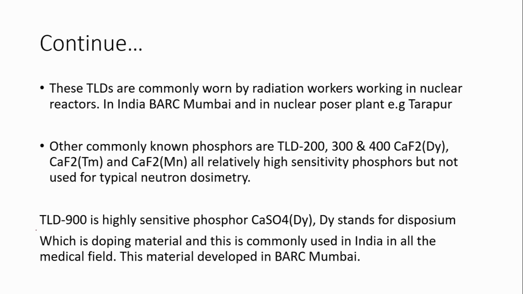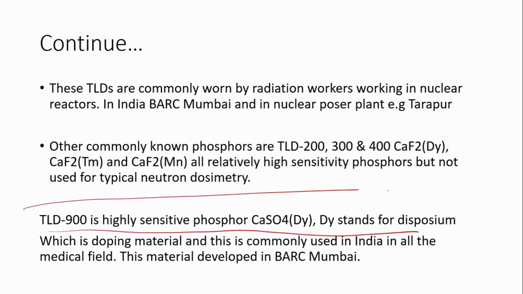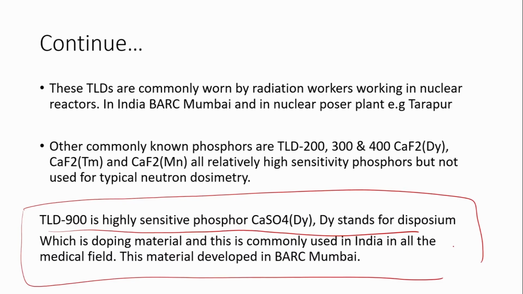But the most important thing is that in India, the TLD which we are using, and the material, was developed indigenously by Indian scientists. That is CaSO4, calcium sulfate with doping of dysprosium, CaSO4:Dy. This is known as TLD 900. It is a highly sensitive phosphor, where Dy stands for dysprosium, which is the doped material, and this is commonly used in India and in all the medical field within India, and this material was developed by Bhabha Atomic Research Centre scientists. So you must remember, in India the TLD material which is used is TLD 900.